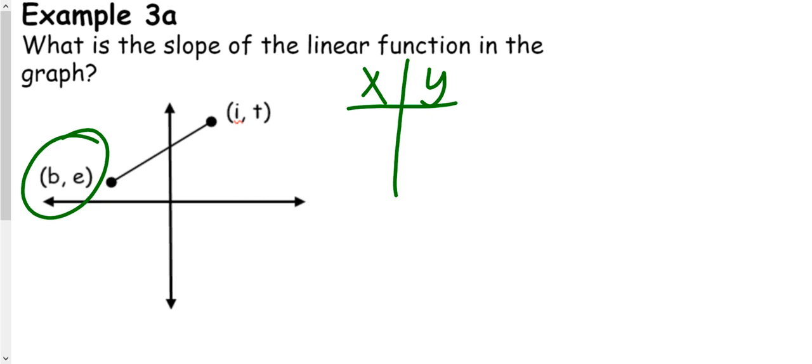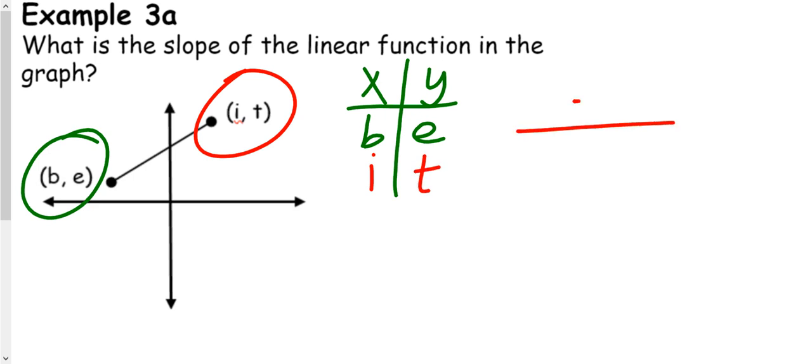Which letter, B or E, is the x value? B is the x value, which means E is the y value. How about this point? What is the x value? I, which means T is the y value, or input-output maybe.